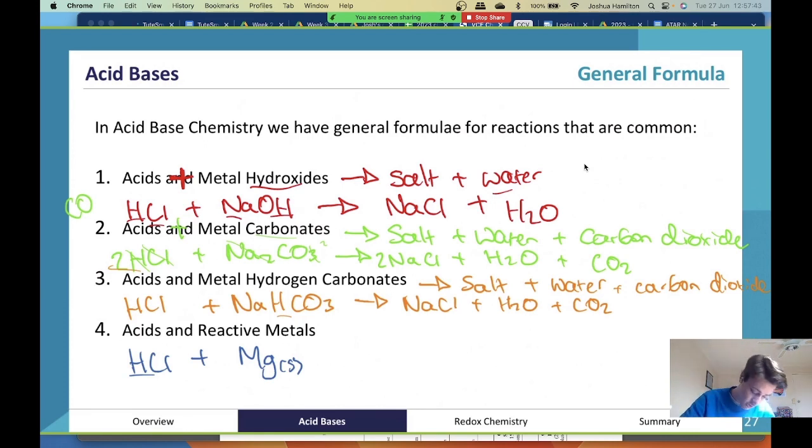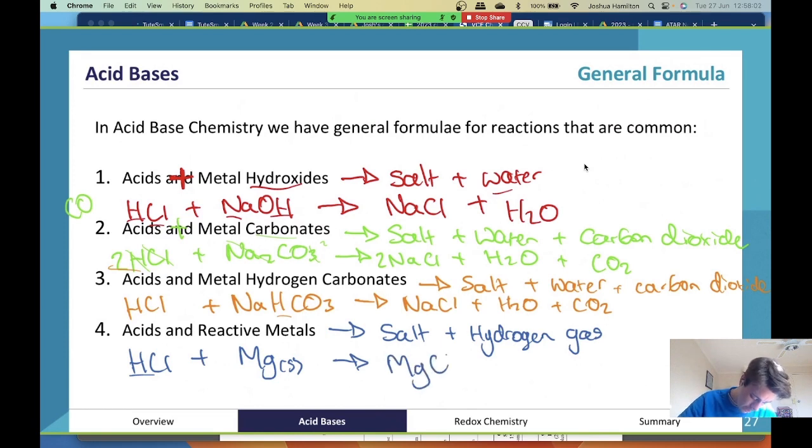Hydrogen gas. So once again, we're going to produce a salt as per usual, but there's no way of making water here. So what's the next best thing we can make? Hydrogen gas. So HCl plus magnesium goes like this. We're going to have MgCl, and it's also going to be MgCl2 because magnesium is +2, and then we're going to have H2 gas. Looking at that, we have 2 of these and 2 of these, so we need to put 2 out the front here, and we're all balanced.